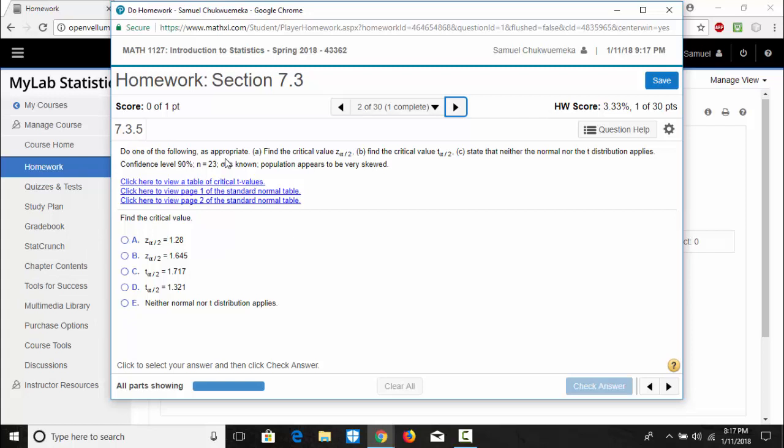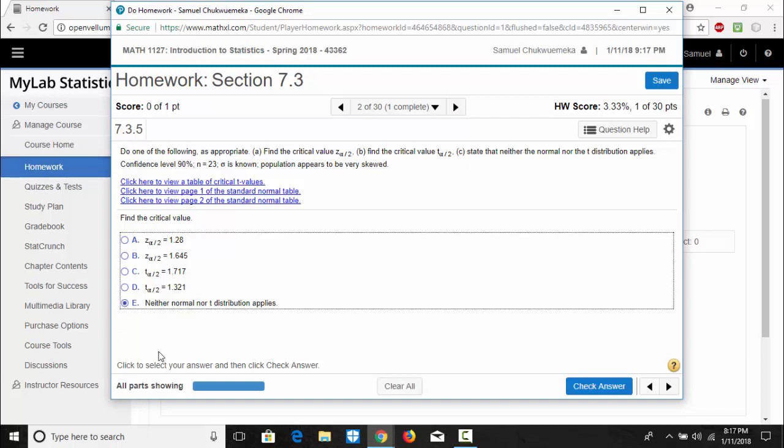So if we look at this, confidence level 90%, the sample size is 23, the population standard deviation is known, population appears to be very skewed. So this does not meet the requirement. So the correct option will be E. Neither normal nor t. The normal we mean is the z. The z distribution is the normal distribution. Neither normal nor t distribution applies.